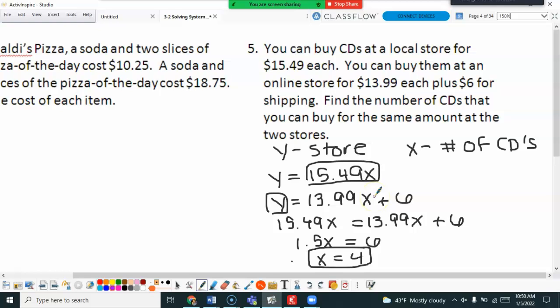Questions, comments, concerns? Okay, your homework is the next page in that packet, front and back.